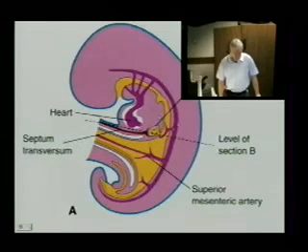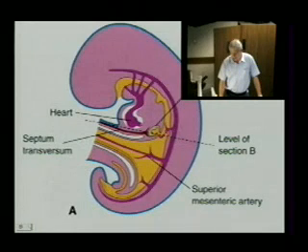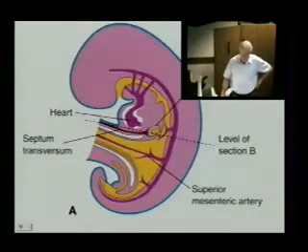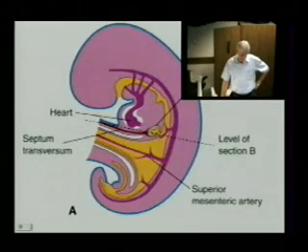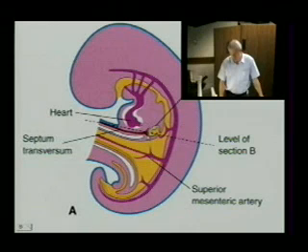So here we see the hepatic diverticulum and its vascular supply from the foregut artery, the celiac trunk. And this hepatic diverticulum is growing into the septum transversum in association with the mesenchyme or mesodermal cells in this area.